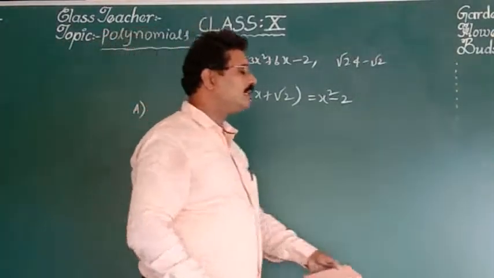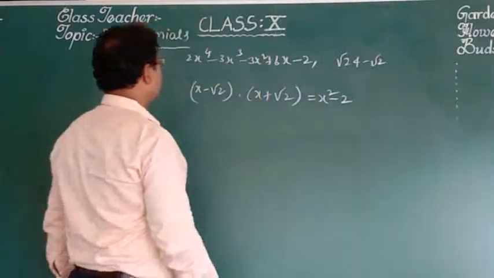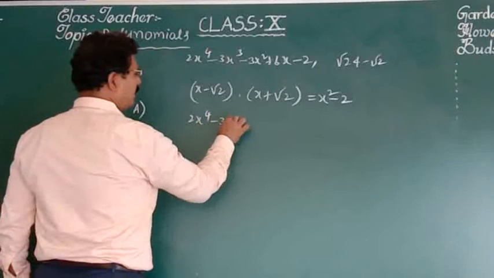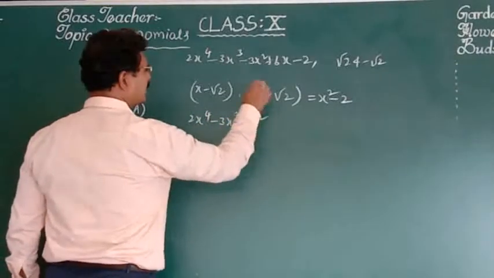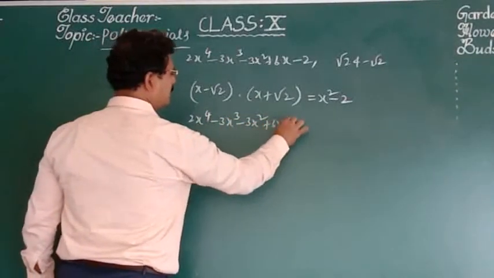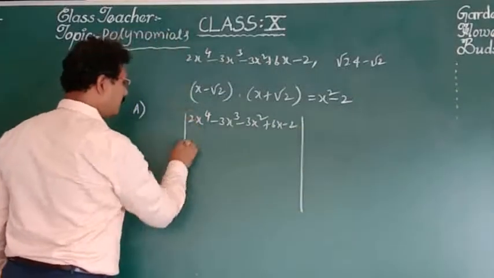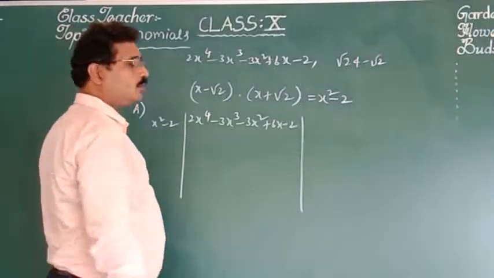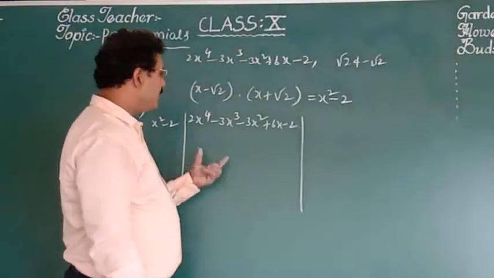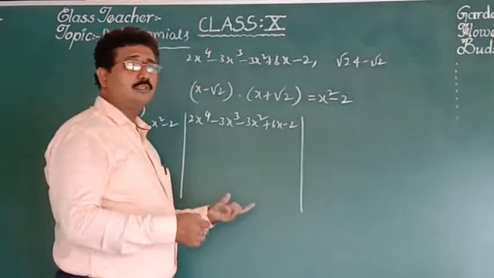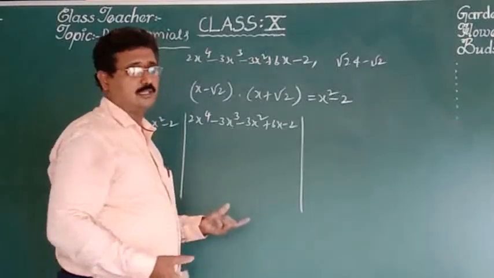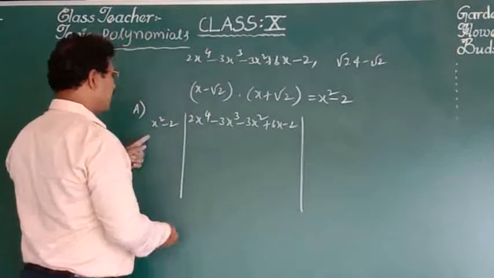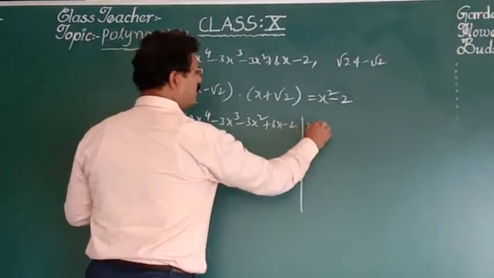Let us divide by that x square minus 2. Now the total is 2x power 4 minus 3x cube minus 3x square plus 6x minus 2. Now it is divided by x square minus 2. Now don't get confused. By dividing the polynomial, there are some rules you must follow. In this problem, you see x square, now it becomes 2x square.